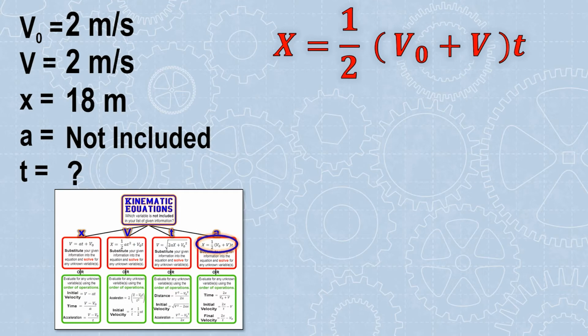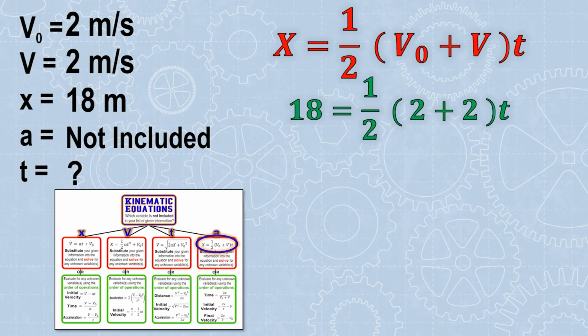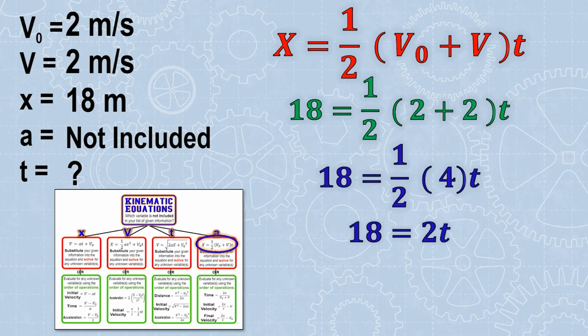I'm going to substitute in. Initial velocity and final velocity are both 2. Time is unknown, and x, displacement, is 18. This gives me a multi-step equation. I need to simplify it before I can solve it. 2 plus 2 is 4. Half of 4 is 2. Now I have a one-step equation.